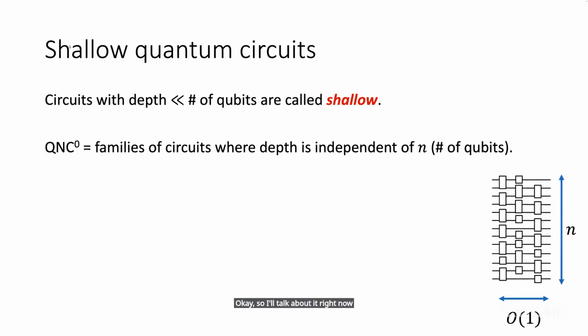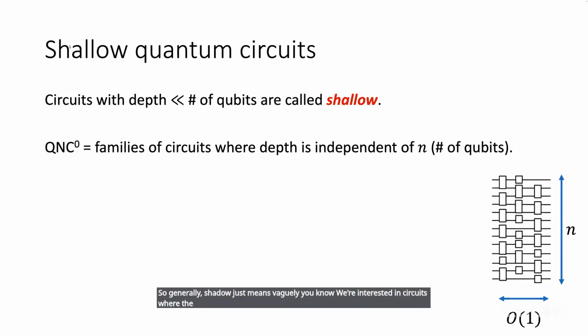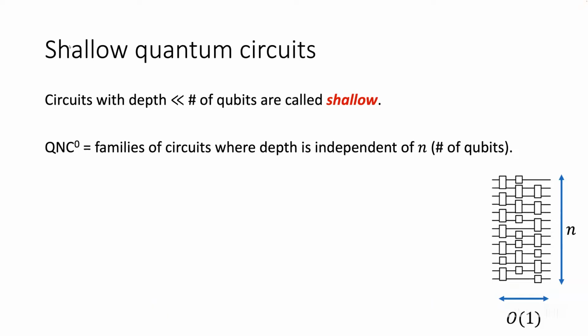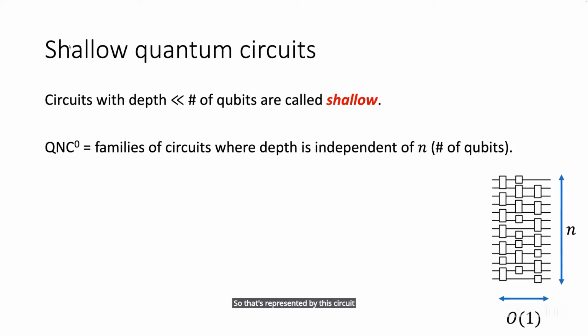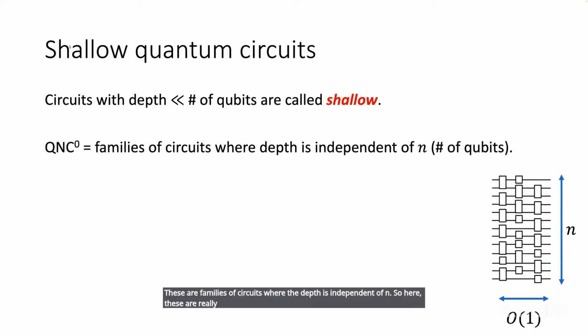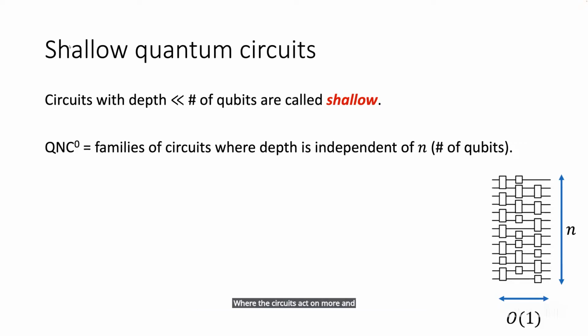So what do I mean by shallow quantum circuits? This will sort of be the main setting for the rest of this talk. Generally, shallow just means, vaguely, we're interested in circuits where the depth of the circuit, the number of layers, will be much smaller than the number of qubits. Particularly, we can be interested in families of constant depth circuits. That's represented by the circuit class QNC0, the quantum analog of the classical NC0. These are families of circuits where the depth is independent of n. These are really families of circuits where the circuits act on more and more qubits, but the depth is always fixed.